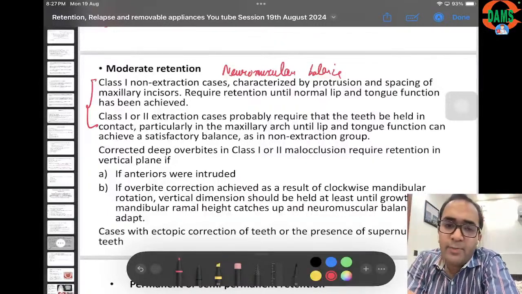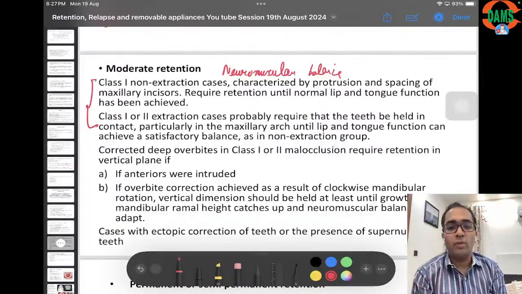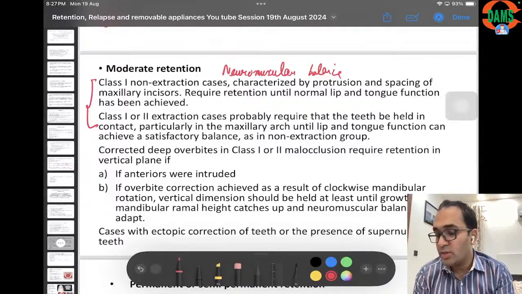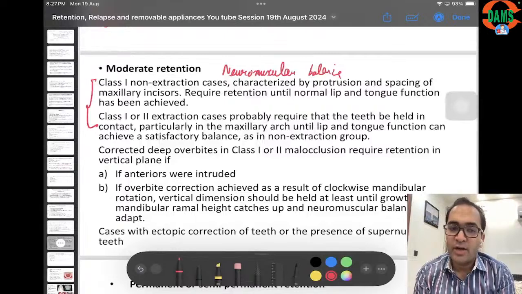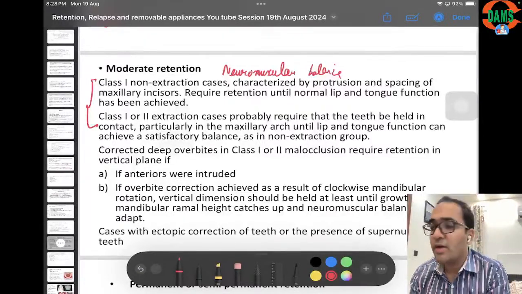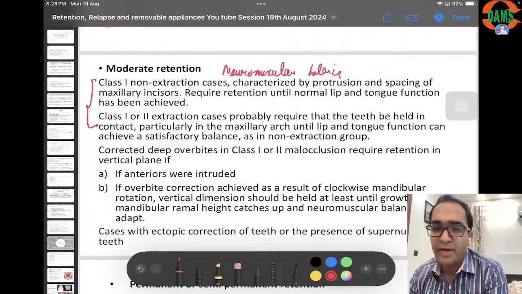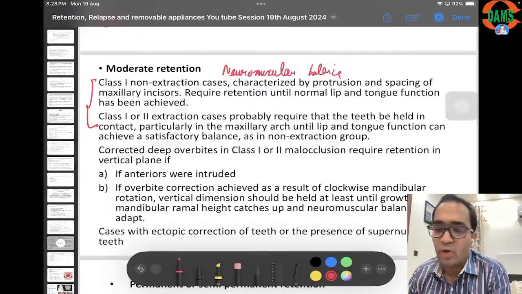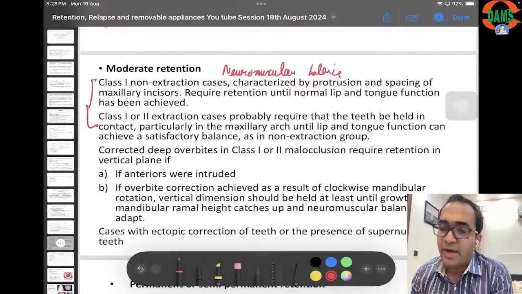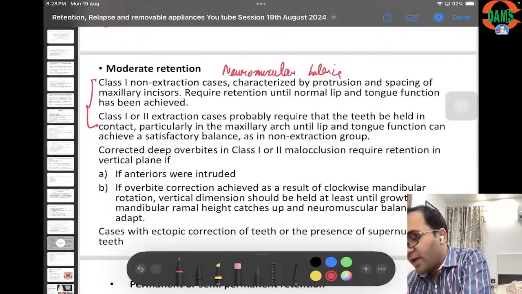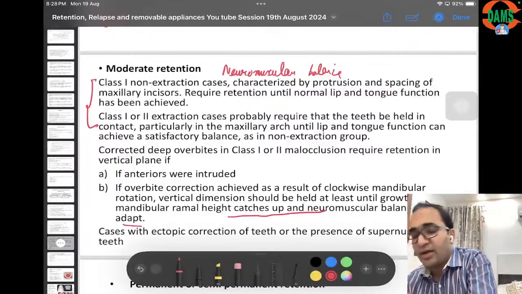Next, corrected deep overbites in class 1 or 2 malocclusion require retention in the vertical plane. This was in the sagittal plane. Now in the vertical plane, if the incisors were intruded, if the deep bite correction was done through anterior intrusion. Next, if the overbite correction was achieved as a result of clockwise mandibular rotation, vertical dimension should be held at least till the growth catches up and the neuromuscular balance can adapt.